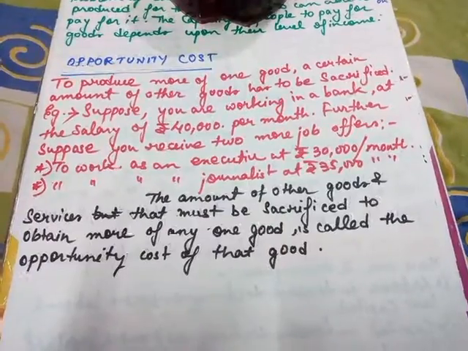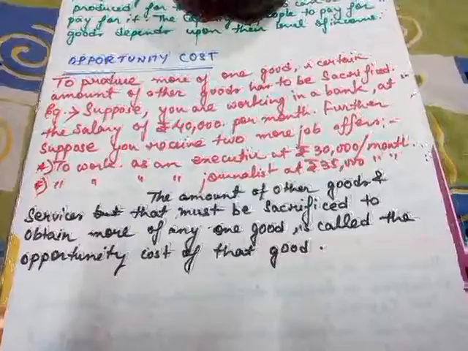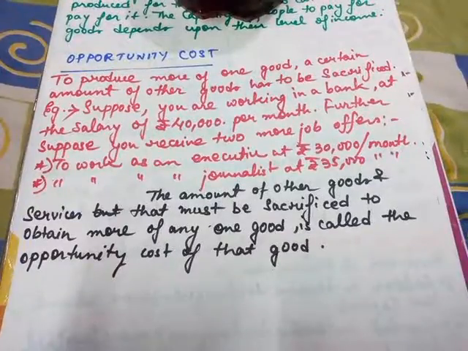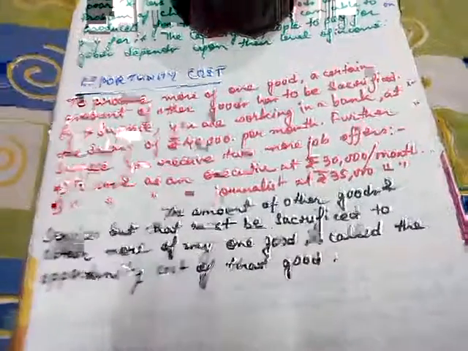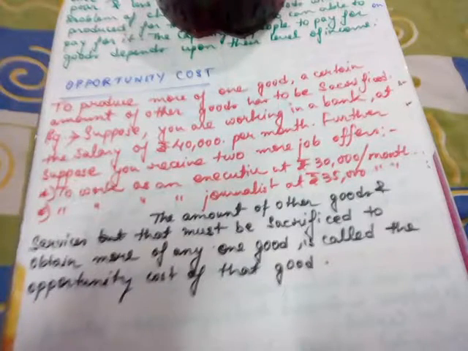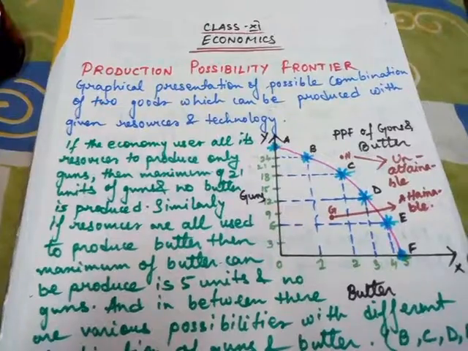I have given many examples of that, such as the executive and journalist salary and income. Another example I have also given. I have taken a snapshot of the pages and sent it to you in the group. You have seen the examples. Now today I will start with the new topic, which I mentioned yesterday, that is the production possibility frontier, or production possibility curve.